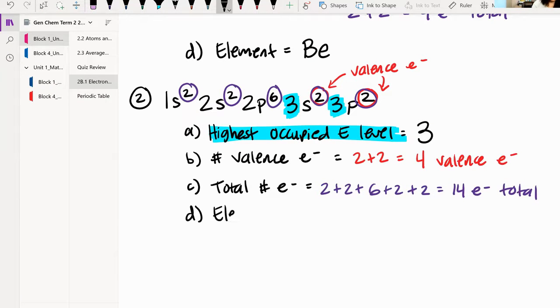Question D. Assuming that this is a neutral atom, meaning that the protons will be the same as the electrons, what element is this? So again, I go and look at my periodic table. I'm looking for number 14. Anyone find it? Excellent. Yes, good. Silicon. Capital S, lowercase i. Si.